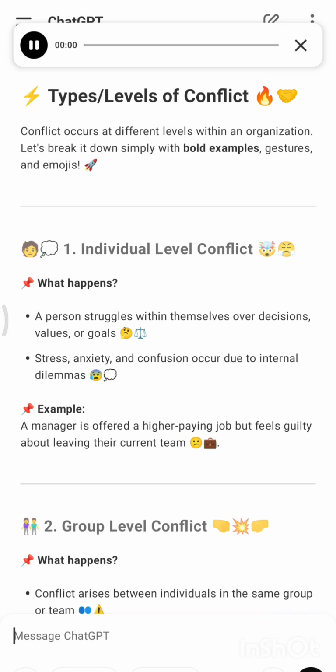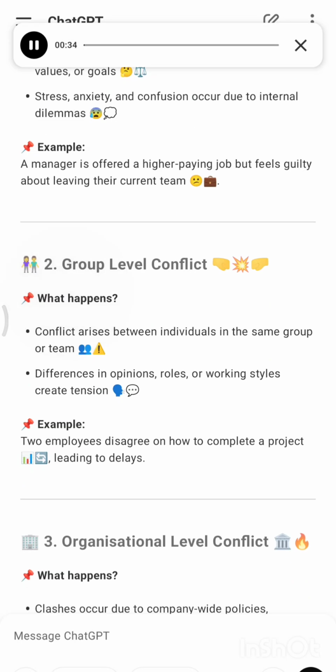Types, levels of conflict. Conflict occurs at different levels within an organization. Let's break it down simply. 1. Individual level conflict. What happens? A person struggles within themselves over decisions, values, or goals. Stress, anxiety, and confusion occur due to internal dilemmas. Example: a manager is offered a higher paying job but feels guilty about leaving their current team.